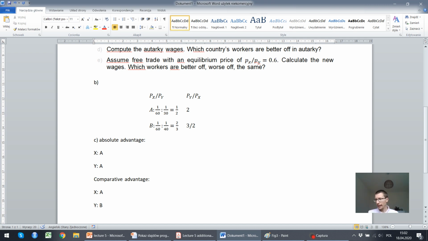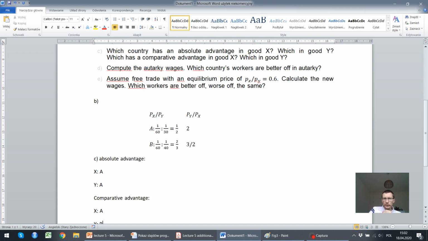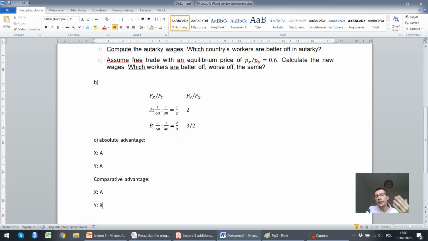Fair enough. So now the answer to the question: it's still not the moment to answer it, but we know which country has absolute advantage. Even though country A has an absolute advantage in producing both goods, it has a comparative advantage only in producing good X, while country B has a comparative advantage in producing good Y.